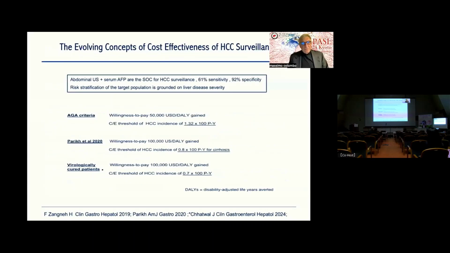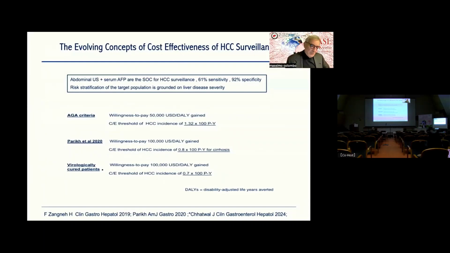In the last years, there has been an evolution in the concepts of cost effectiveness of HCC surveillance, which strictly depends on the incidence of liver cancer. Currently, ultrasound plus alpha-fetoprotein are the standard of care to run HCC surveillance, with a high specificity but unfortunately with disappointing sensitivity. Risk stratification of the target population is grounded on liver disease severity, but has many pitfalls.